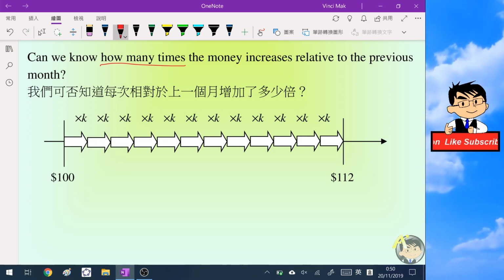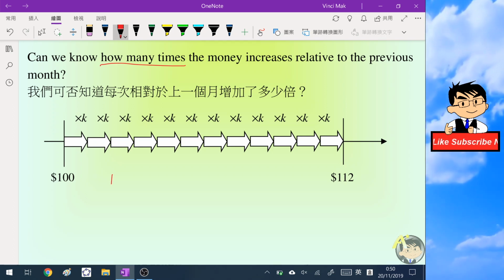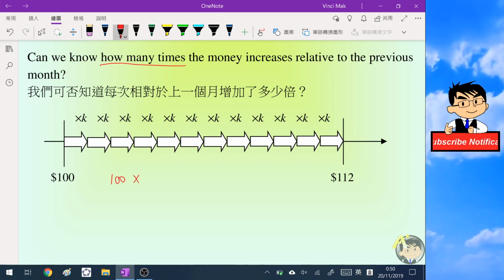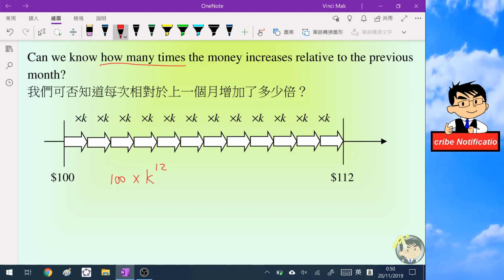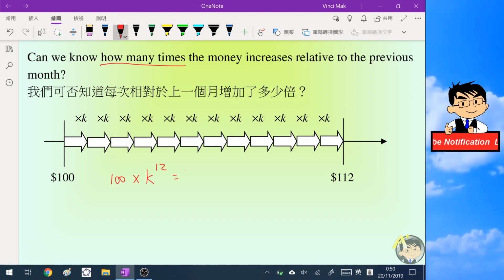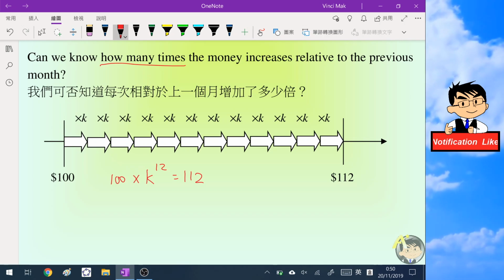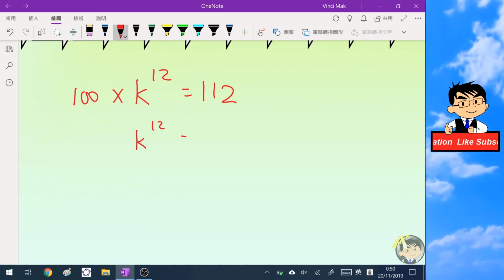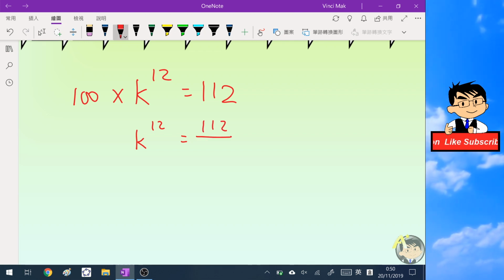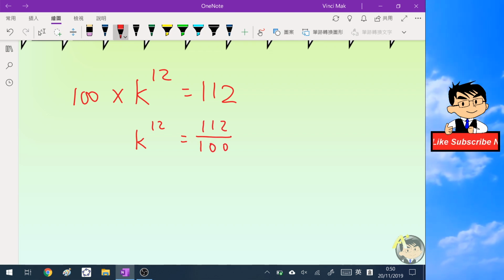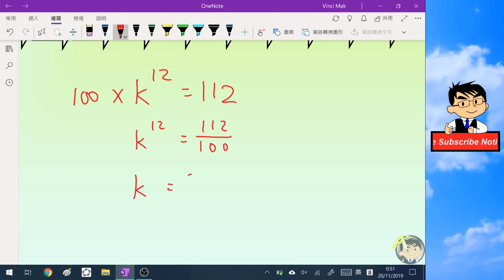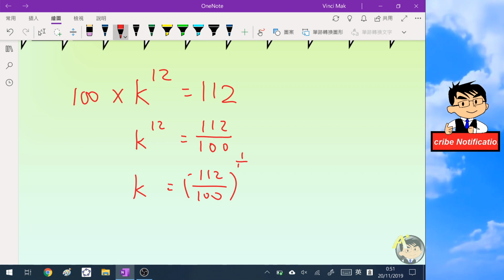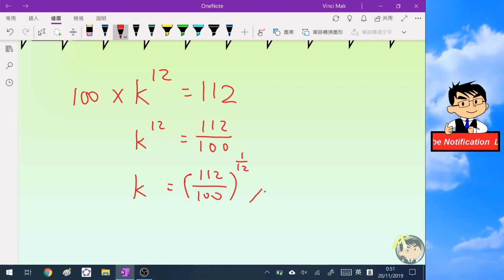We can calculate it through a very simple equation. We multiply the $100 with k to the power of 12, which is equal to 112. We want to solve for k. k to the power of 12 is equal to 112 over 100. And then we take the 1 over 12 power on both sides, which is like this.